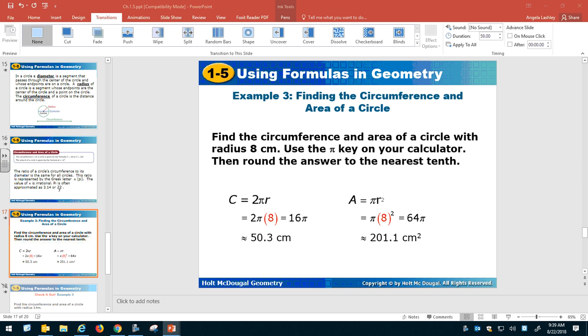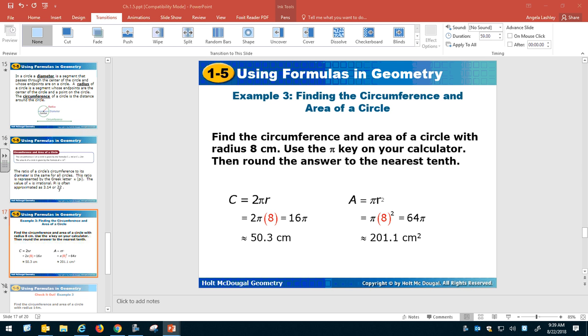Always treat pi like you would a variable until you plug it in. So you would never say x16, right? You would always say what? 16x. So you're not going to say pi 16. You're going to put the pi at the end, 16 pi. Treat it like a variable until you type it in.